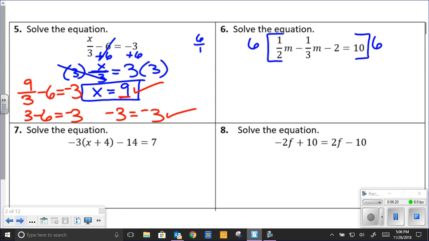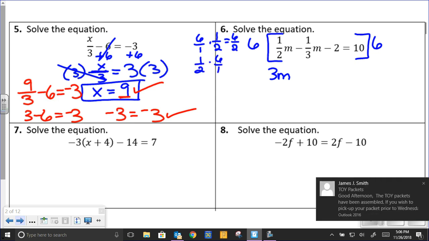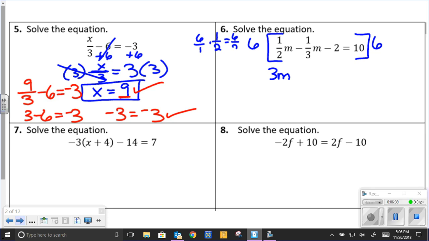Scratch paper, I mean. 6 over 1 times 1 over 2. This becomes 6 over 2, which is 3. So this first part here becomes 3m. The second part, we have 6 over 1, that was our outside number, times negative 1 over 3. And this is going to become negative 6 over 3. And so that's going to become a negative 2m.